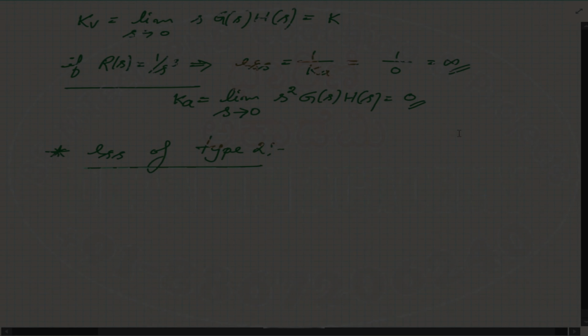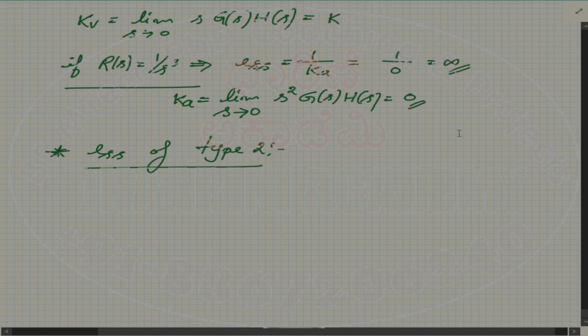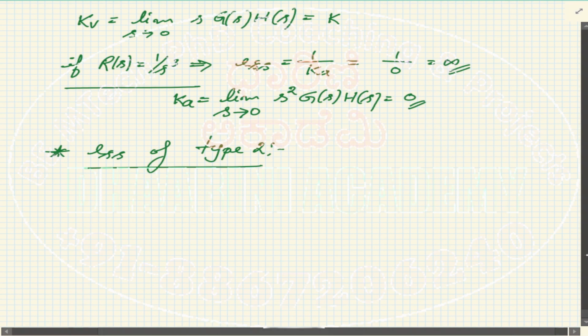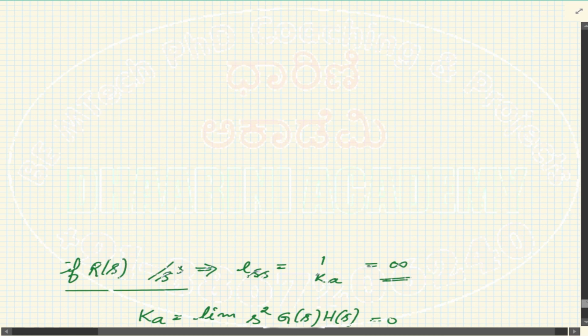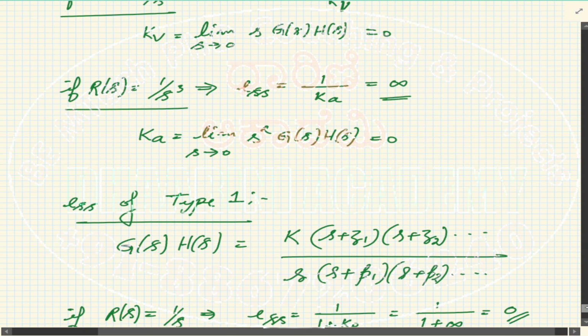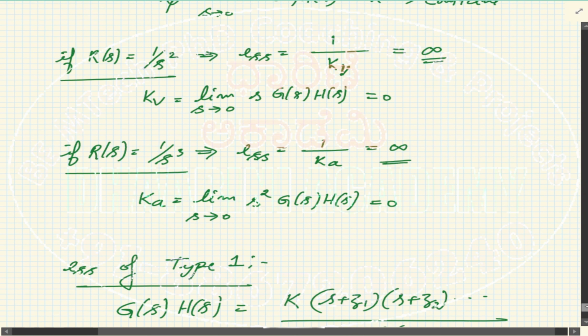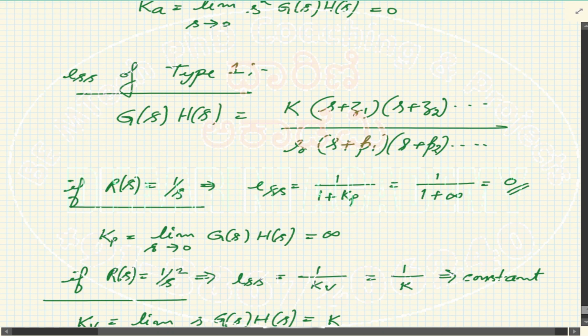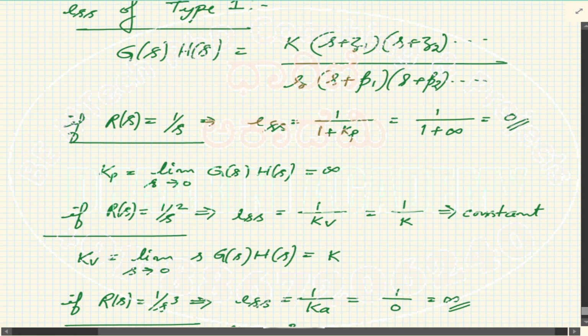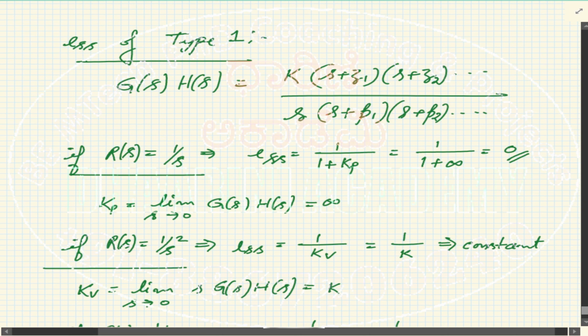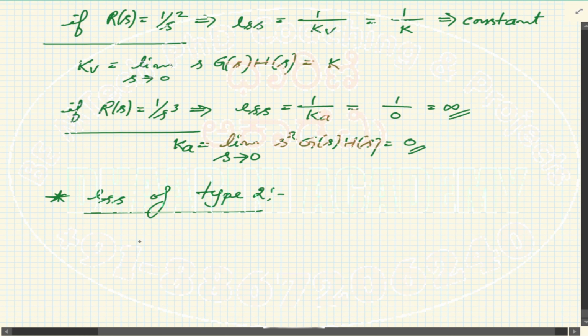We were discussing the output and steady state errors of various types of systems. Based on the type of system, we saw that if the system is of type 0 and type 1, the corresponding steady state errors are like this. Now we'll go for the type 2 system, where we'll write the G into H as follows.